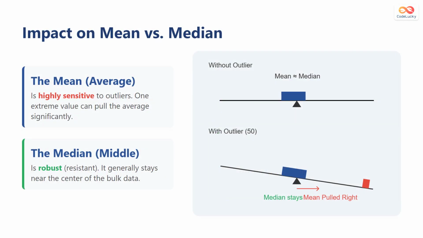Outliers can wreak havoc on certain statistics. The mean, or average, is highly sensitive. If you add one billionaire to a room of average earners, the average income skyrockets, but the typical person is not any richer. The median, or middle value, however, is robust. It stays near the center of the bulk data, ignoring the extremes. This is why we often use the median for house prices or salaries.